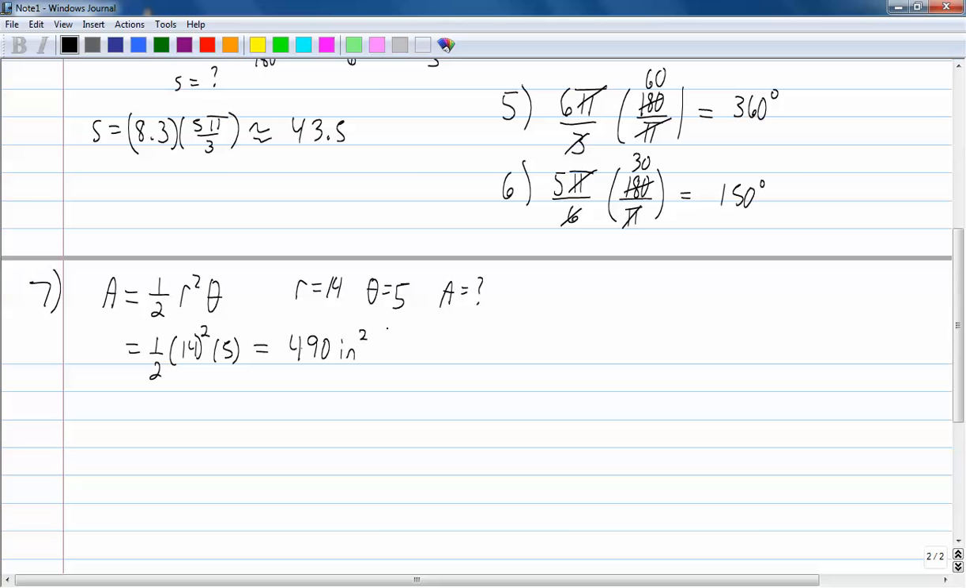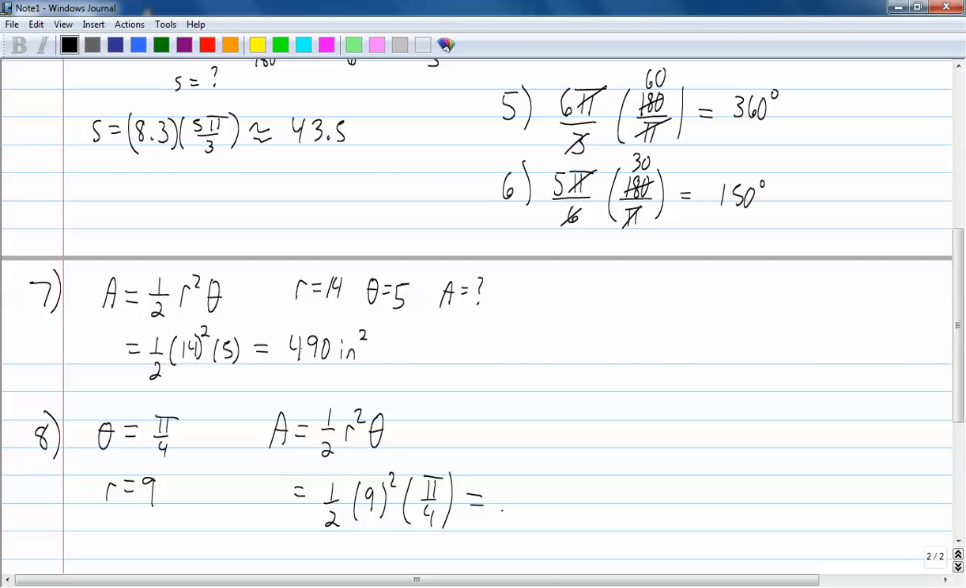Number 8 is also an area problem. We're given in number 8 that the angle measure is equal to pi over 4. The radius is equal to 9. And we want to round our answer to 3 decimal places. Area of a sector of a circle is 1/2 r squared theta. So that's 1/2 times 9 squared times pi over 4.